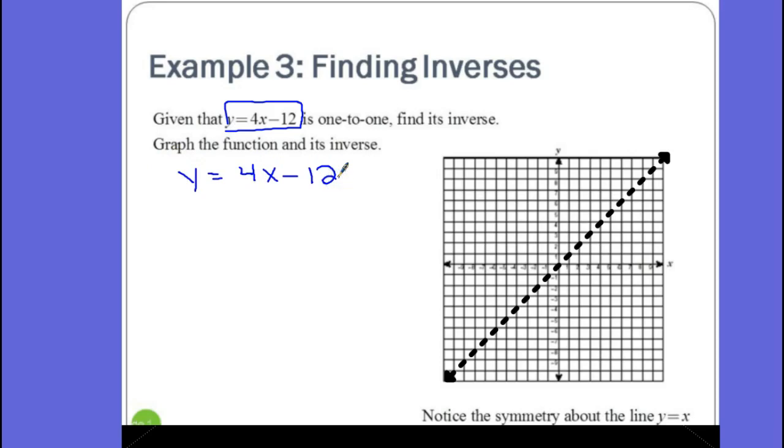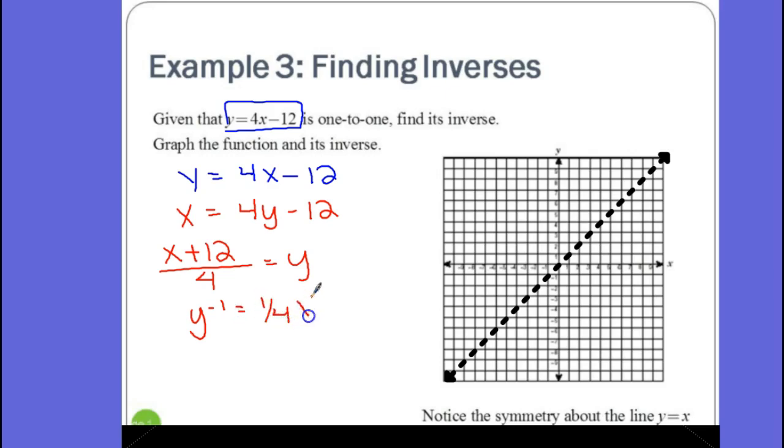So, y equals 4x minus 12 is my original. In order to find its inverse, I am going to flip x and y. So I'm going to get x equals 4y minus 12. I'm going to solve for y. So I have x plus 12 divided by 4, or y inverse equals 1/4 x plus 3. Graphing each of those, start with your y-intercepts and apply your slopes.